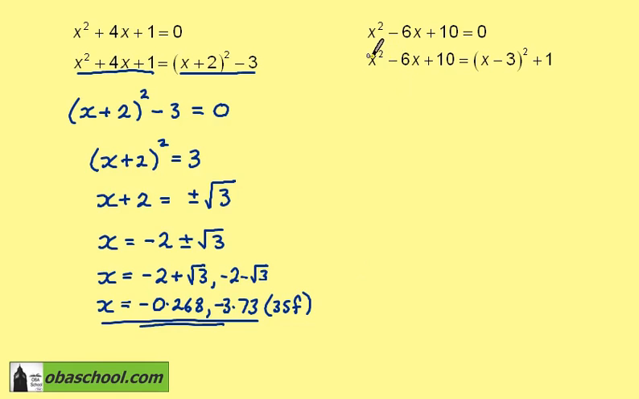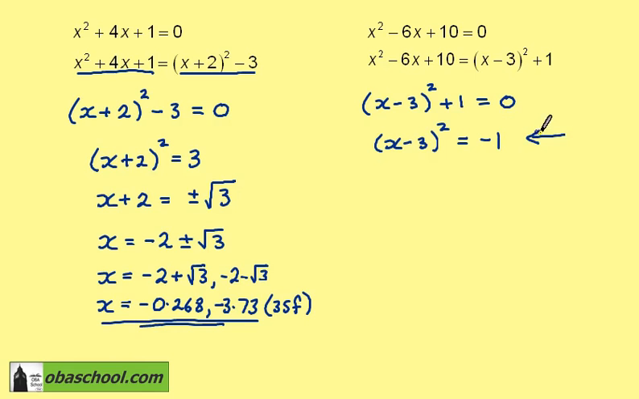Now consider x squared minus 6x plus 10 is 0. Once again we have the completed square form. So we could write the equation as x minus 3 all squared plus 1 is equal to 0. Subtract 1 from both sides, and we have x minus 3 all squared is equal to minus 1.